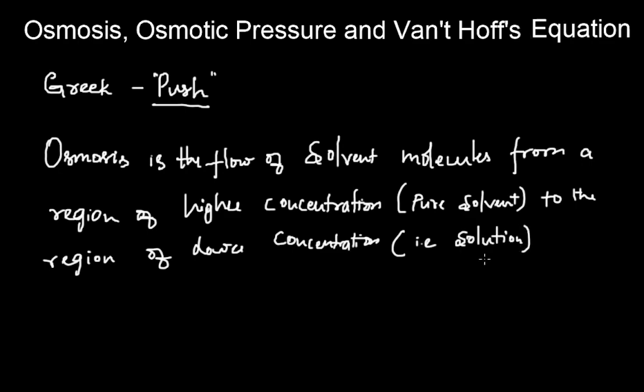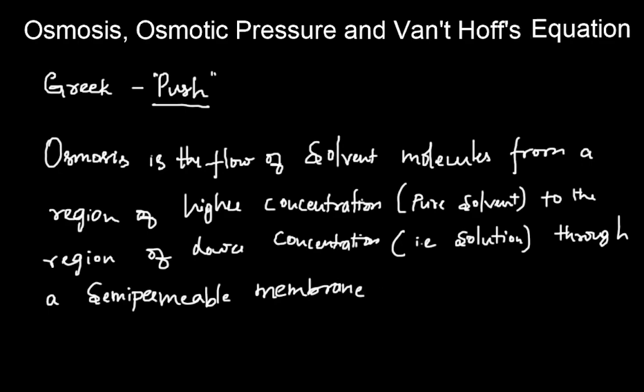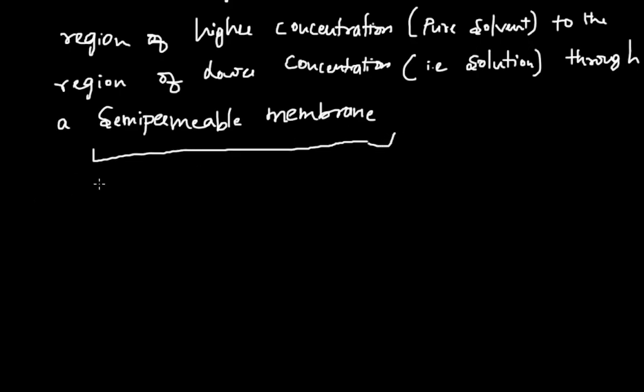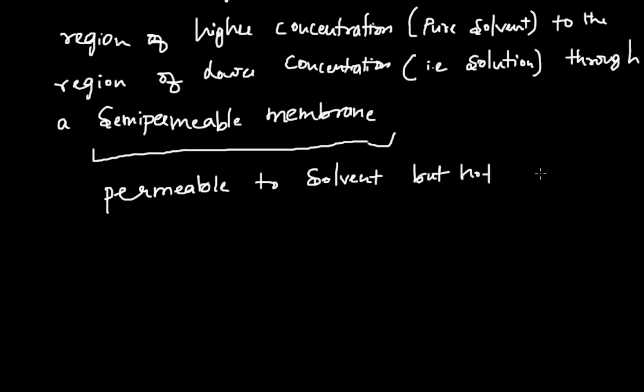Pure solvent will have higher solvent concentration. Solution will have lower solvent concentration and a little bit of solute concentration, right? So the solvent flows into the solution through a semi-permeable membrane. Now, what do you mean by semi-permeable membrane? A semi-permeable membrane is permeable to solvents, but not to the solute particles.